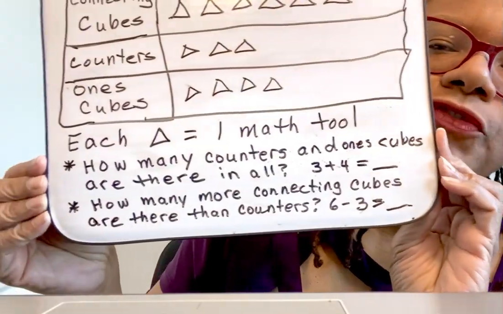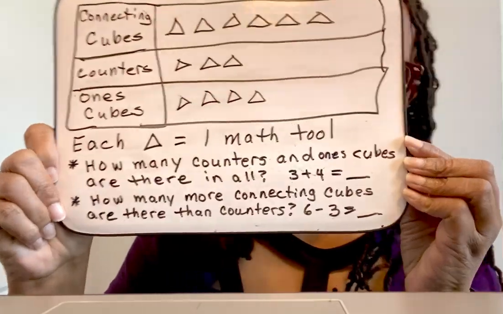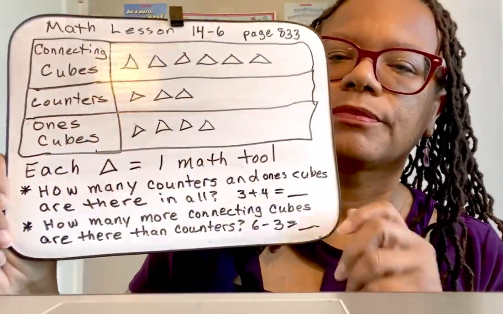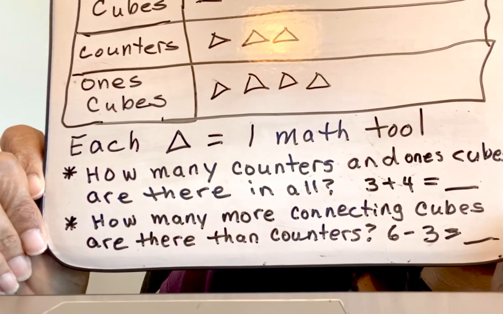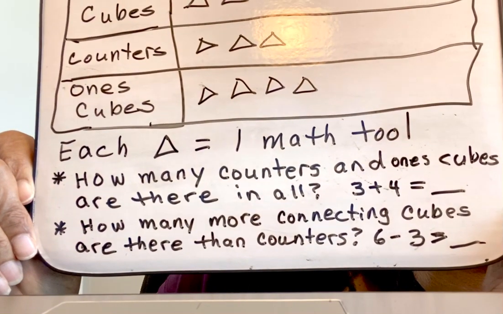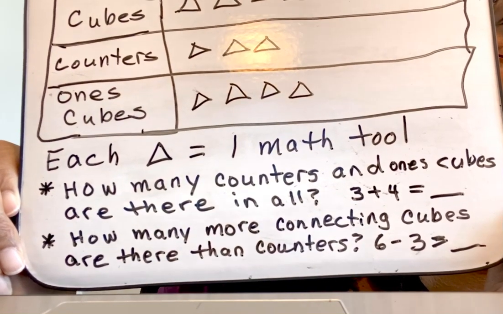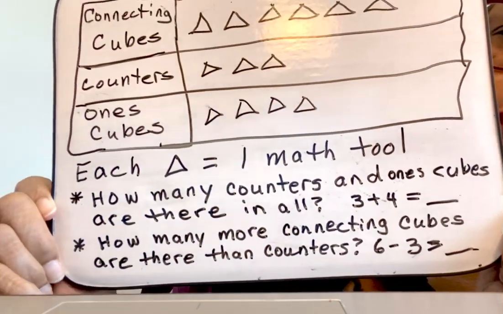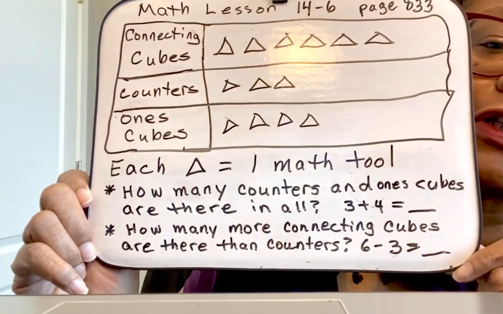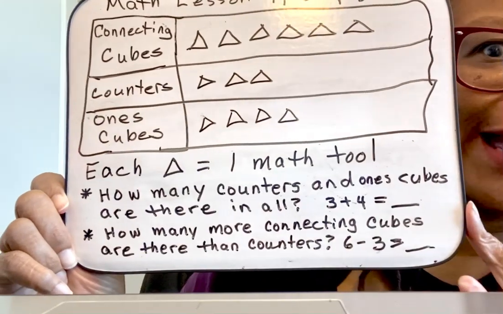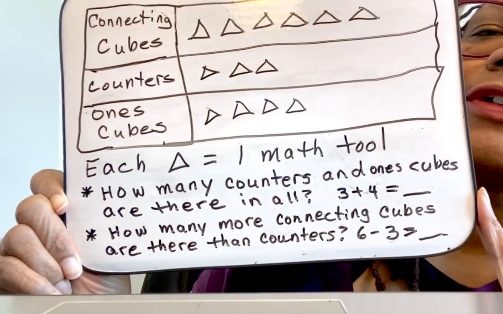Now, we wrote 2 different problems for this. One is a subtraction problem, and one is an addition problem. I'll move up close if you wanted to copy that down. How many counters and ones cubes are there in all? So first it was 3, and then the other one is 4. 3 plus 4 equals, well, that's too easy for me to tell you the answer. So I know you know the answer to that.